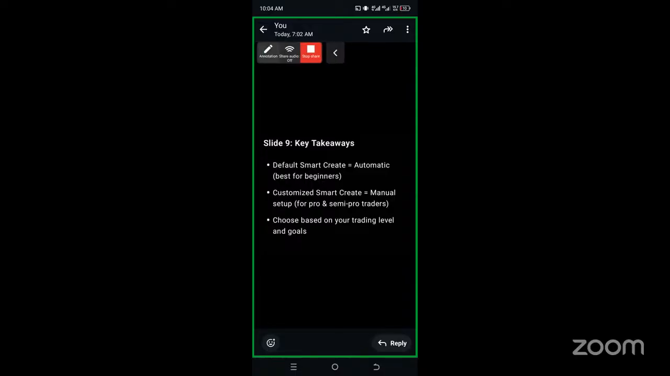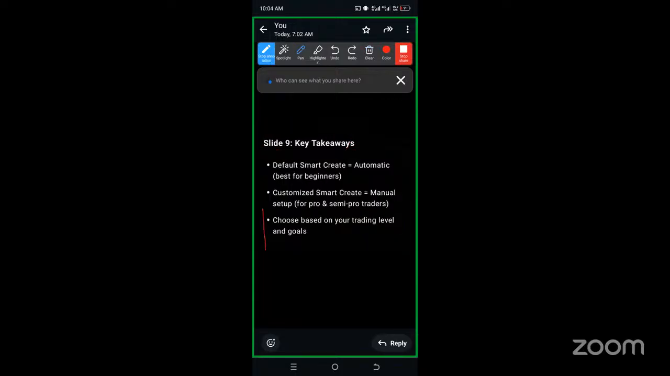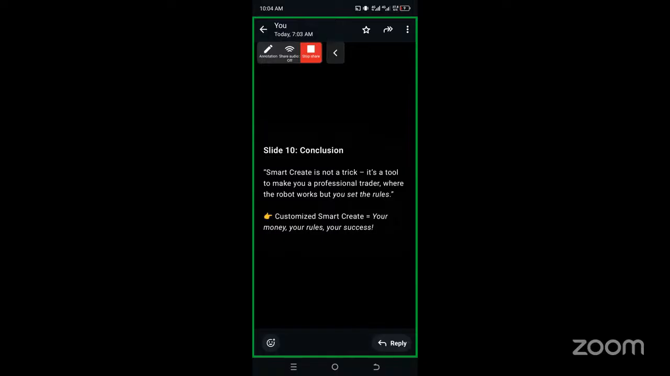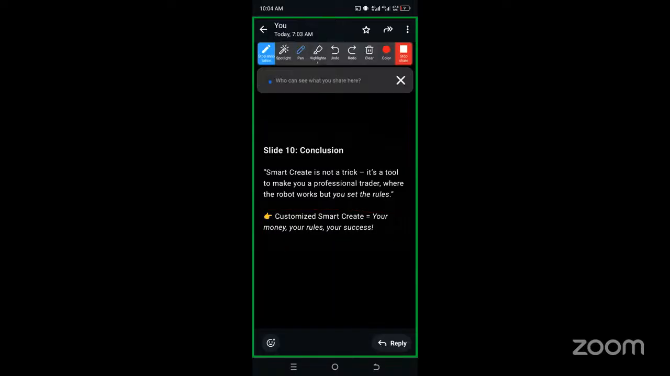Then, if you are trained and you have learned, you become someone who can choose based on your trading level and goals. Then when we come to the conclusion of our today's session about customized smart create, we say smart create in general is not a trick. It is a tool to make you a professional trader where the robot works, but you set the rules. Customized smart create is equal to your money, your rules, and your success.